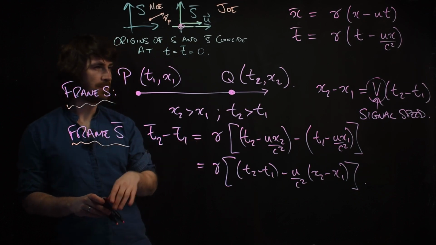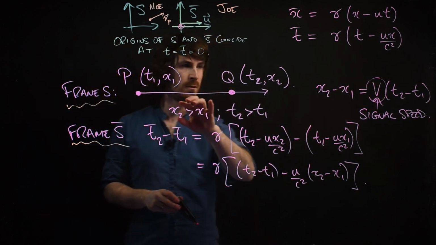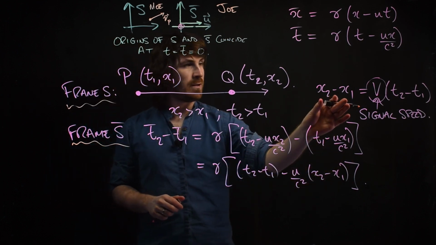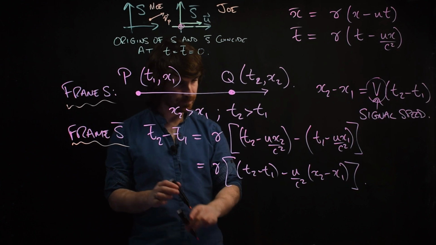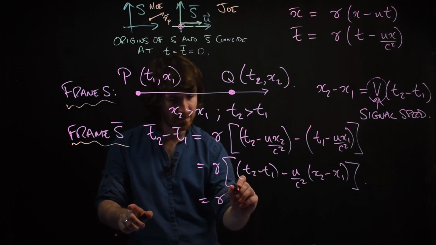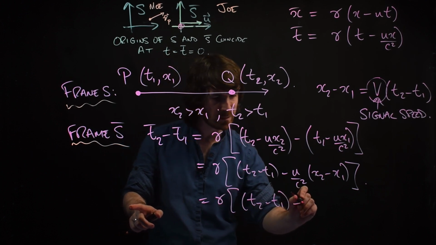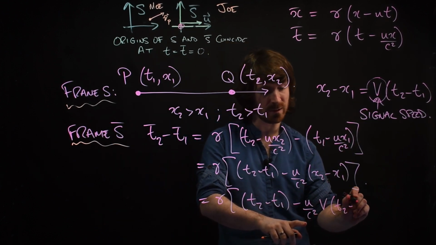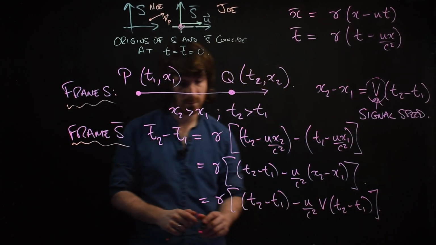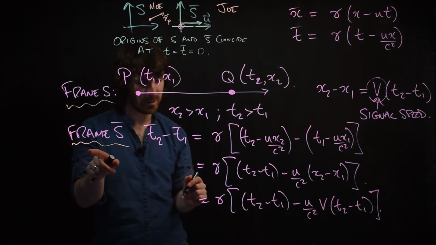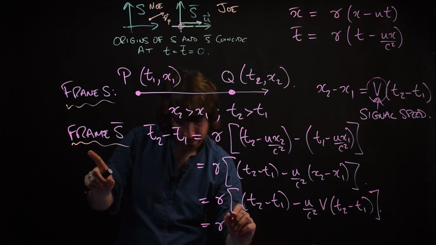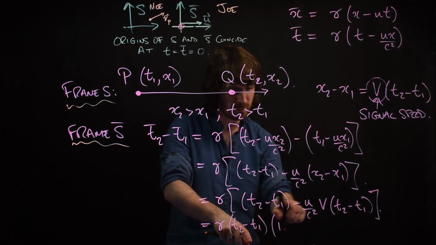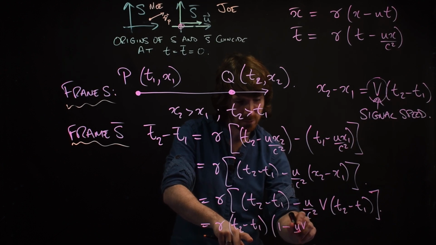Okay, but we've said that we're sending a signal with velocity V. So we know that the distance equals the speed of the signal times the time. So we know what x2 minus x1 is in terms of t2 and t1. So let's just put that in. Let's say this is gamma (t2 minus t1 minus u over c squared), and then x2 minus x1 is V times (t2 minus t1). Okay, so we found that the interval, according to Joe in this frame S bar, is equal to gamma (t2 minus t1)(1 minus uV over c squared).